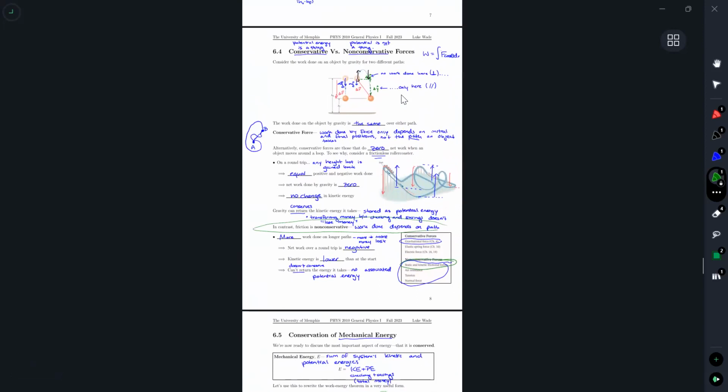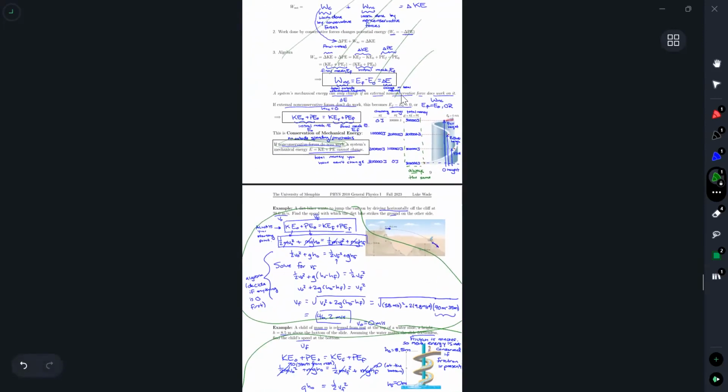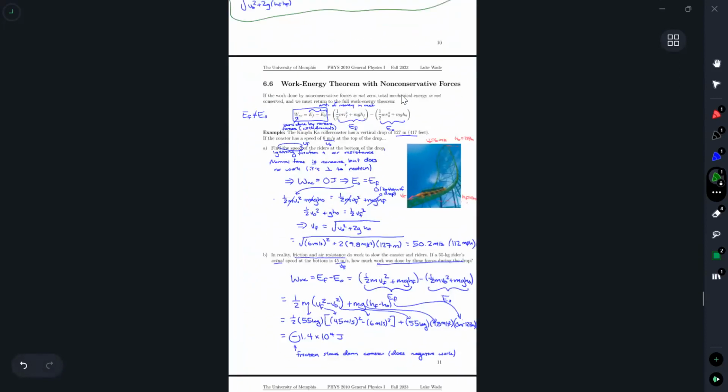And then here, just the definition of conservative versus non-conservative is the most important stuff on this page. Hopefully scratching out is not making it more confusing. I'm just trying to limit the stuff you worry yourself about. Applying the work energy theorem in this form, saying okay, what if friction did act? How much work did it do? Don't worry about it.